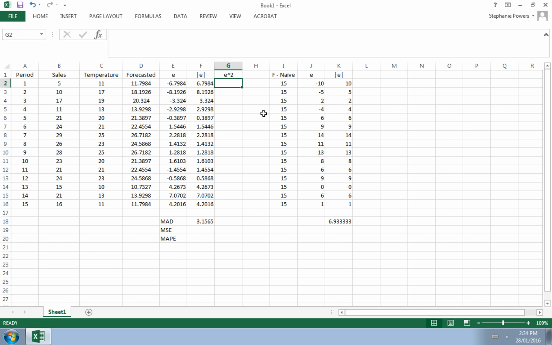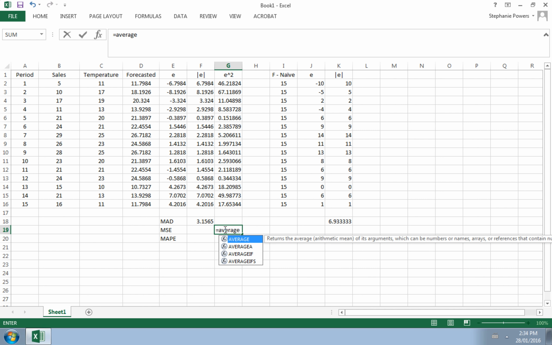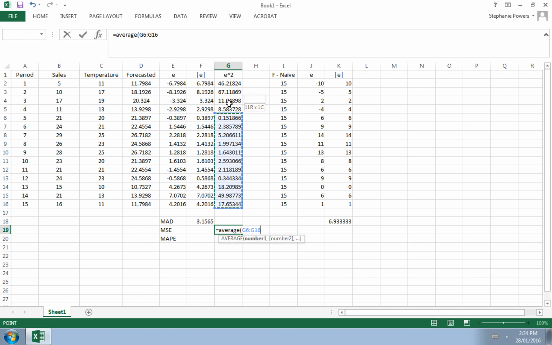So when we calculate mean square error, we take our error and we square it. Let's take our negative 6.79 and square it. That's a little caret sign above the 6. And we can drag that information down so that it will square all of our forecasting errors. To find MSE then, we simply take the average of all those squared errors. We get 15.68. Is this good? Is this bad? Well, with mean squared error, you need something to compare it to.